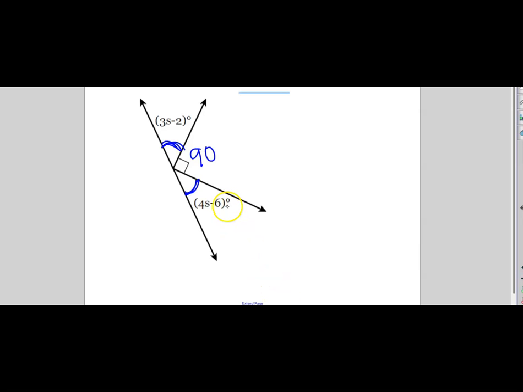But I do know that all three of these, when I trace their size, make that linear pair. So all three of these items, when added together, would make 180 degrees. So that's the algebra sentence I want to write. Angle 1, 3s minus 2, plus angle 2, which is 90 degrees, I know that because of the box, plus angle 3, all of those add up to 180 degrees.